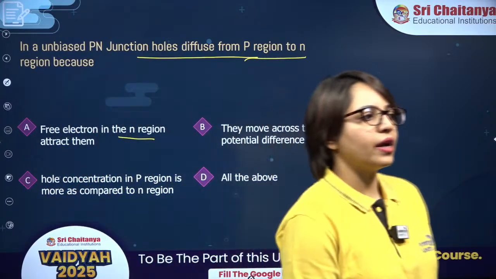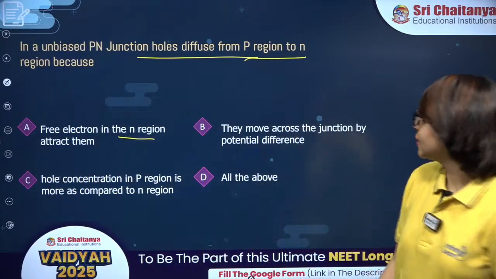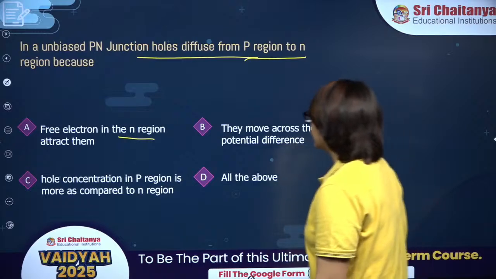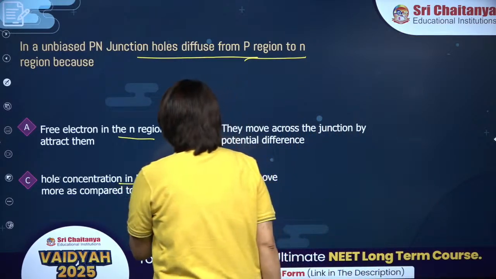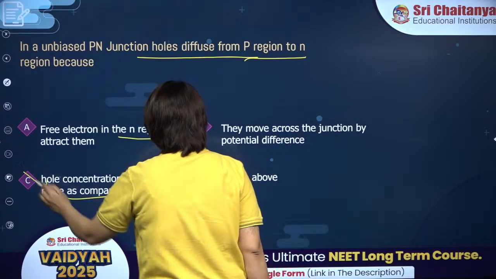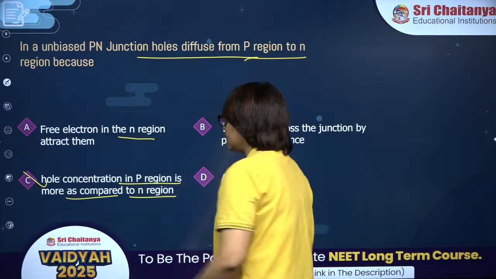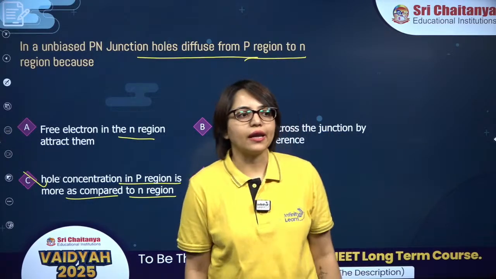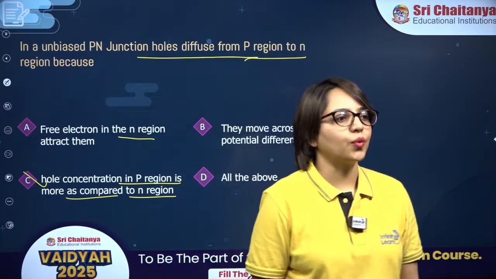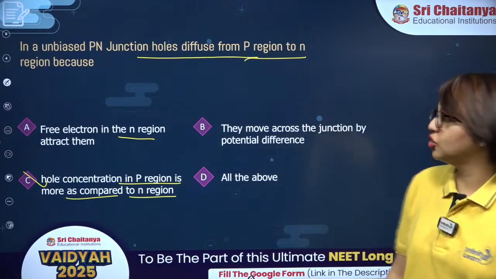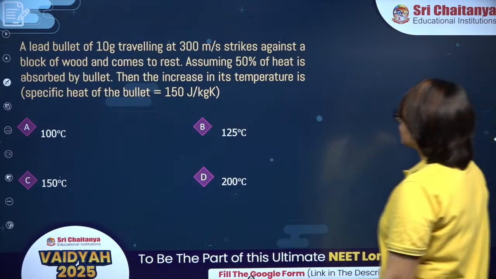Option C, well done, well done. Chaliye. Because hole concentration is more in P region. That is why they move from P to N region, where in N region electrons concentration is more. Well done beta, well done everyone. Chaliye. Let's move on to the next one.